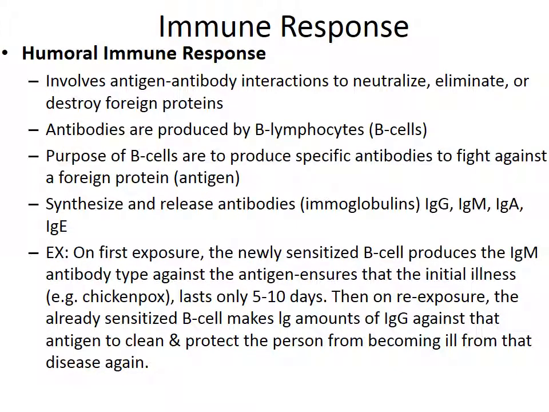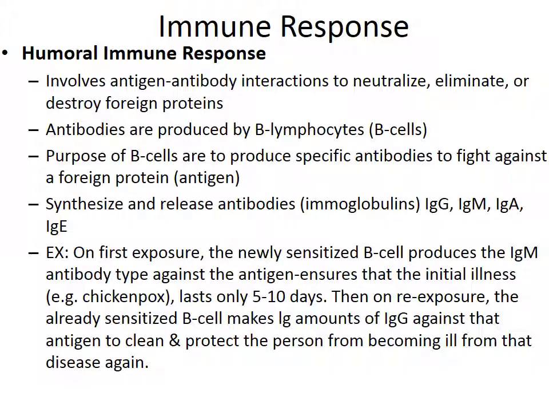Humoral immune responses involve antigen-antibody interactions to neutralize, eliminate, or destroy foreign proteins. Antibodies are produced by the B lymphocytes, and the purpose of B cells is to produce specific antibodies to fight against a foreign protein, such as an antigen. Humoral immune responses synthesize and release antibodies such as immunoglobulins: IgG, IgM, IgA, and IgE.